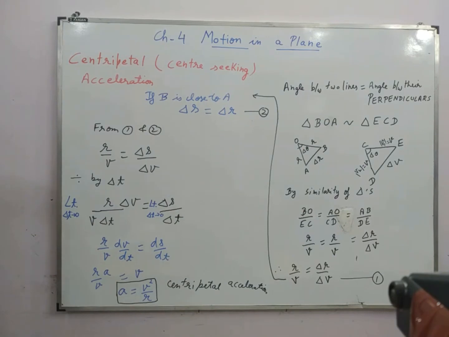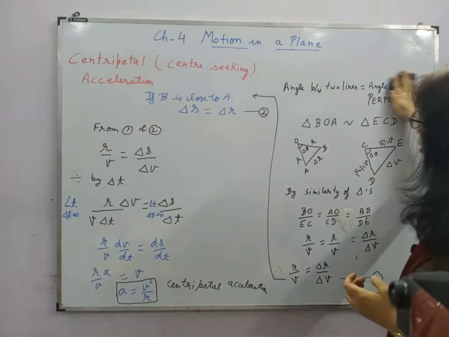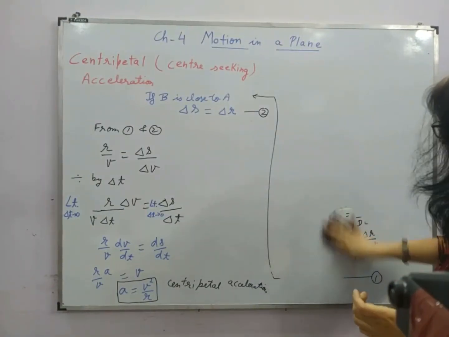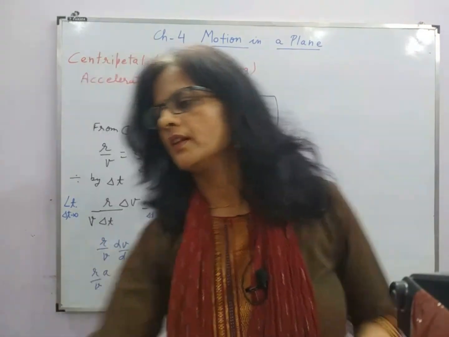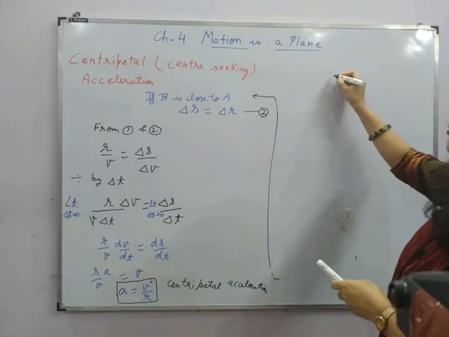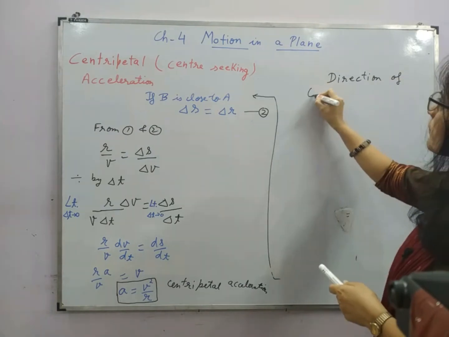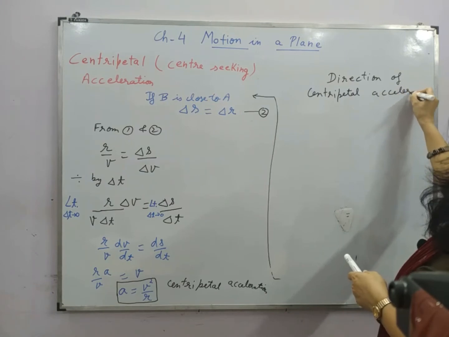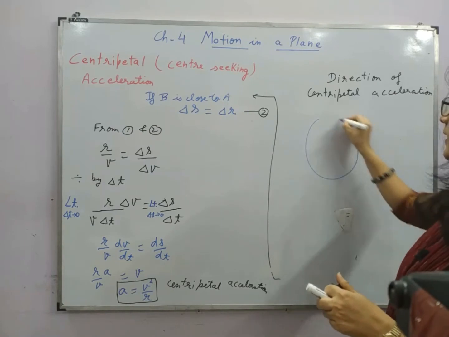But we need to discuss the direction part also. Now, for the direction part, we need to redraw a rough diagram of the circular motion which we had already discussed. So that rough diagram is, now we are discussing what? Direction of centripetal acceleration, right? So for this, again that same diagram.